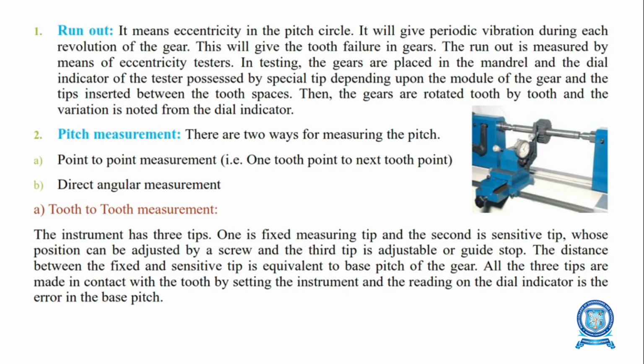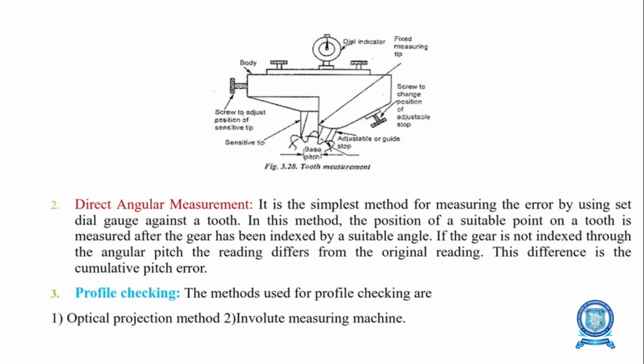The next one is pitch measurement. In pitch measurement, normally there are two different ways of measuring pitch. One is point-to-point measurement or tooth-to-tooth measurement, and another one is direct angular measurement. This is the tooth-to-tooth measurement diagram.